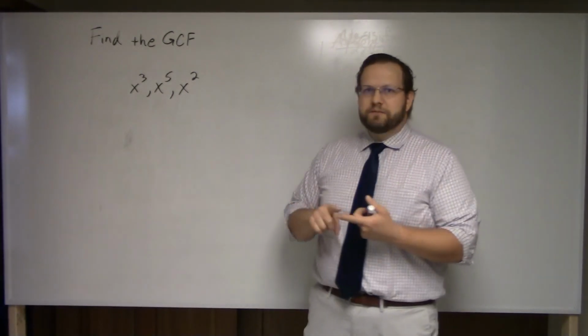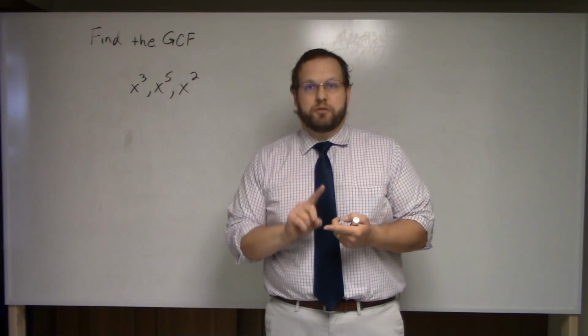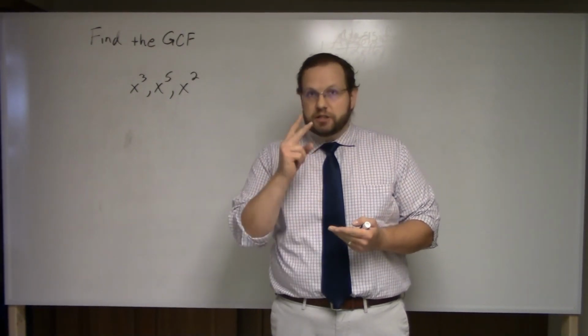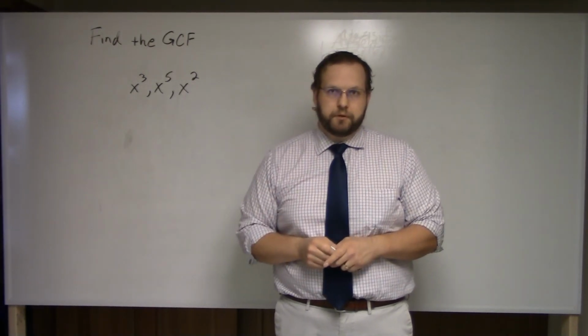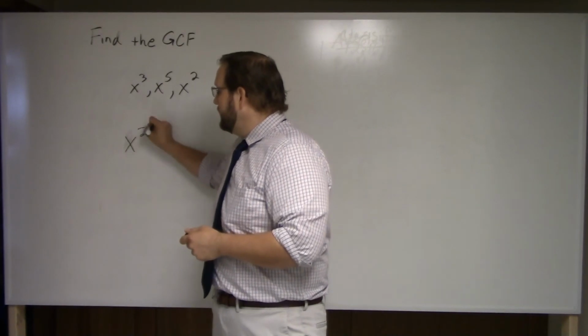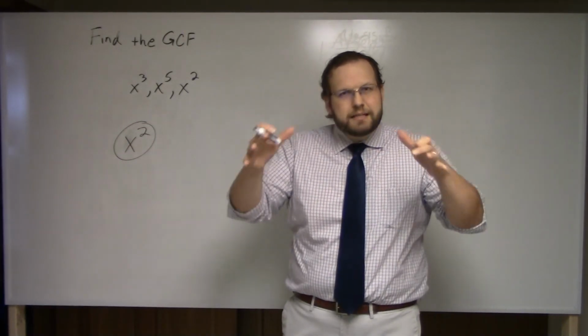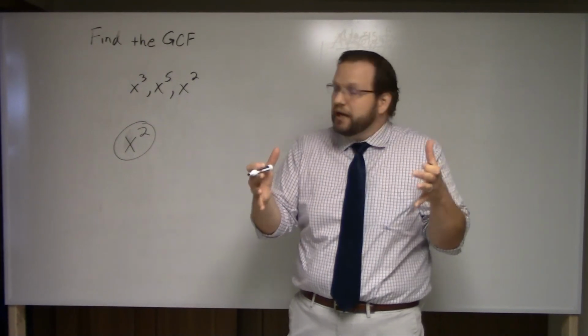But with exponents, division actually carries itself out with subtracting the exponents. So we're not looking at what divides a 3, a 5, and a 2. We're looking at what can be taken away from a 3, a 5, and a 2. And that's the smallest exponent of 2. Okay? So all I would do is take out that x squared. There's your GCF.